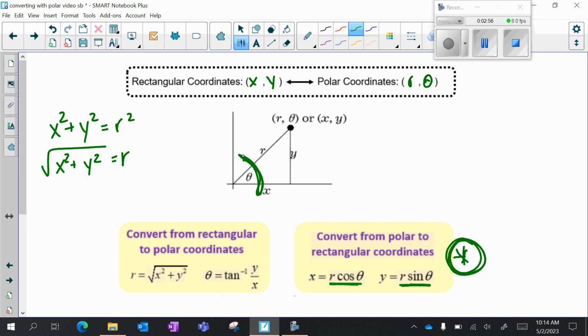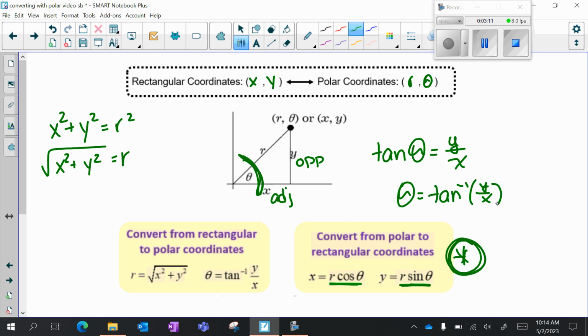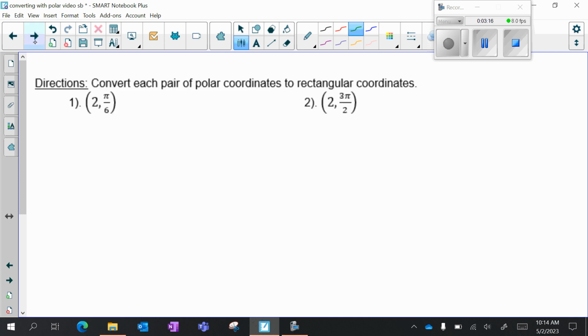So it can be found using opposite over adjacent, which is tangent. So tan of theta is equal to y over x, but I don't want tangent of theta. I want theta, so I'm going to find the inverse. So these are your formulas to memorize, and we're going to take a look at some examples. So we're going to start by converting each pair of polar coordinates to rectangular coordinates. So this means that r is equal to 2 and theta is equal to pi over 6.